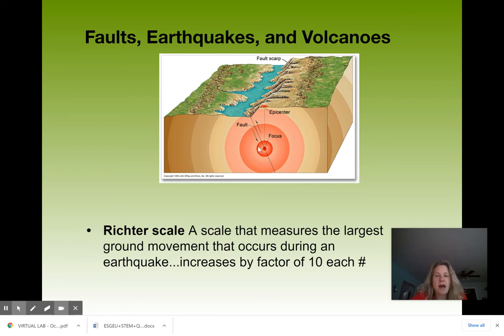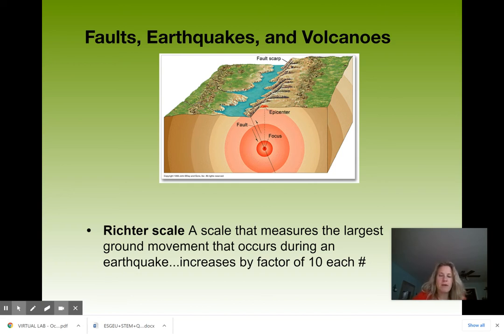So the focus is actually where it started, unless it started on the surface. But usually it starts on the fault line, which is not right on the surface. And then it radiates out in all directions like a ripple of a pond. And that forms the earthquake on the surface.